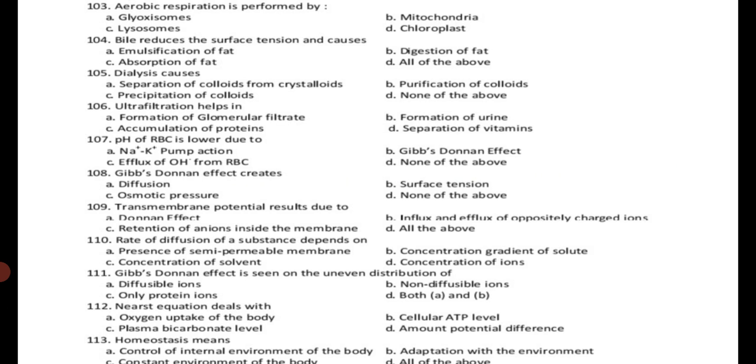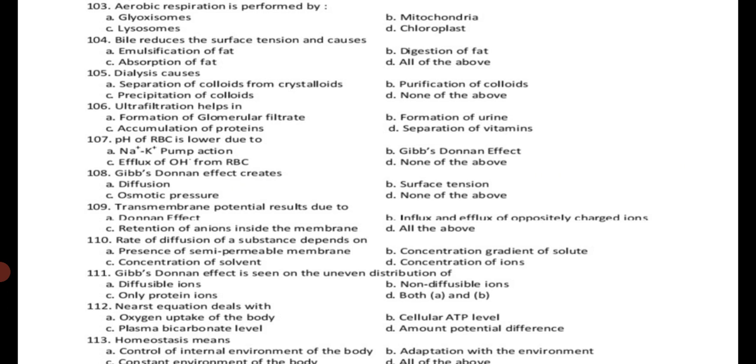Question number 110. Rate of diffusion of a substance depends upon. The rate of diffusion of a substance depends upon the concentration gradient of the solute. Option B is the answer of question number 110. Question number 111. Gibbs-Donan effect is seen on the uneven distribution of diffusible ions. Option A is the answer of this question.